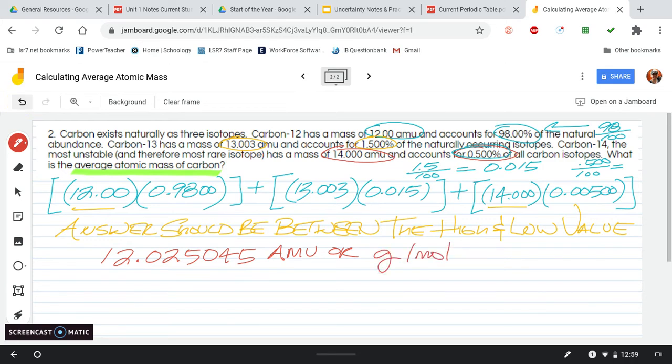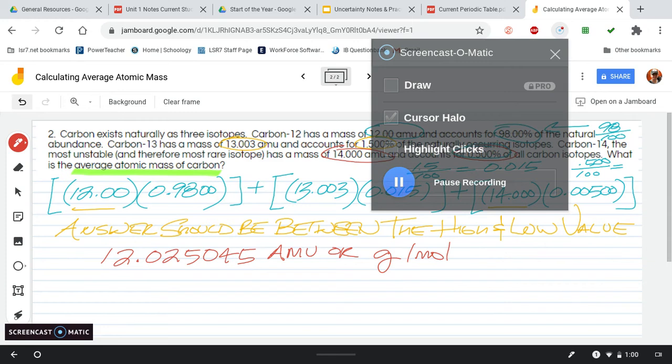What do we think? Did we make a mistake? Does this answer make sense? Well, the answer is between the values that we were looking at, right? So it's between 12 and the high value, which was 14, right? So that makes some sense. And so then that should be a good answer because it's between 12 and 14.